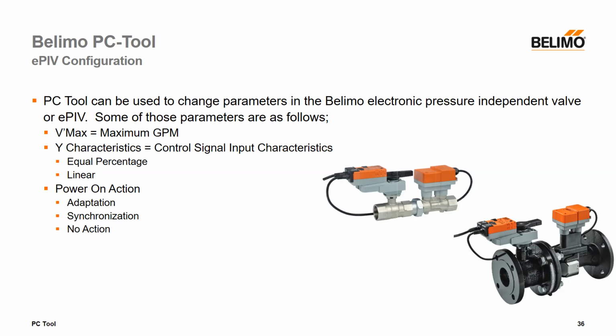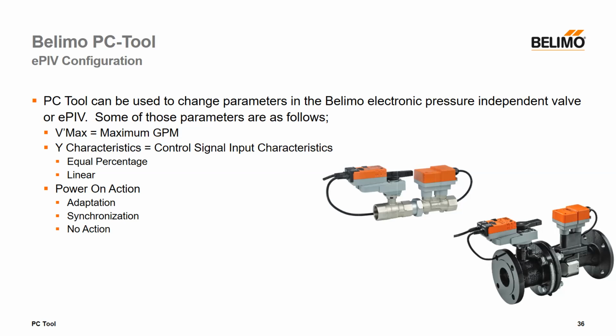So that's to say I've got an EPIV that's got a maximum, or VNOM, of 100 gallons per minute. I can change the maximum flow controllability down from 100 gallons per minute to 30 gallons per minute. Then what the EPIV will do is it will span from 0 to 100% signal, from 0 GPM to 30 GPM as opposed to 100 GPM.